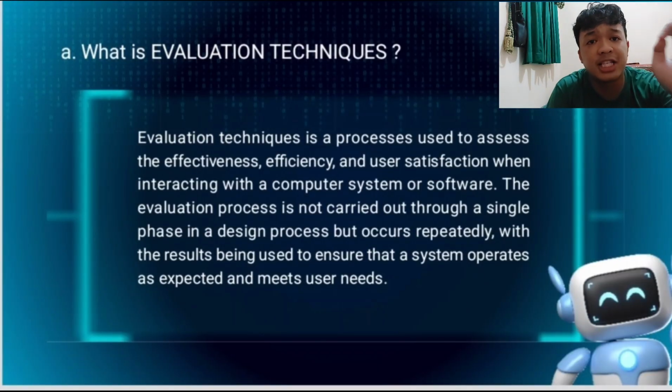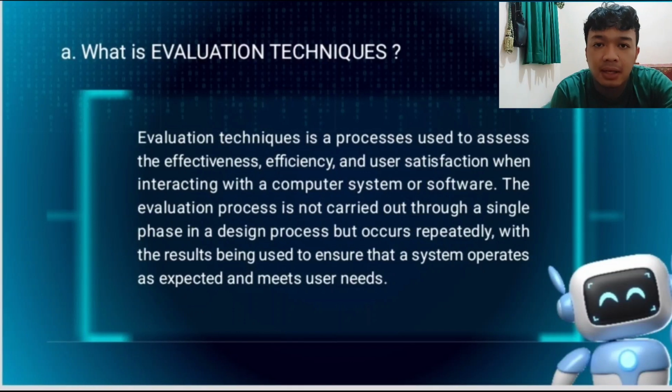Okay, now I will explain to all of you a general description of evaluation technique. What is evaluation technique? Evaluation technique is a process used to assess the effectiveness, efficiency, and user satisfaction when interacting with a computer system or software. The evaluation process is not carried out in a single phase of the design process but occurs repeatedly, with the result being used to ensure that the system operates as expected and meets user needs.